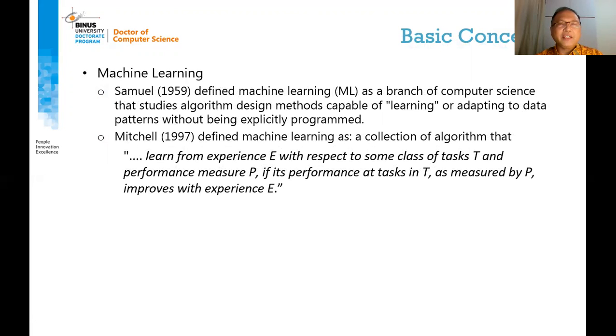The next concept is machine learning algorithms. According to Samuel in 1959, machine learning is a branch of computer science that studies algorithm design methods which are capable of learning or adapting to data patterns without being explicitly programmed. In 1997, Tom Mitchell defined machine learning as a collection of algorithms that learn from experience E with respect to some class of tasks T and performance measure P, if performance at tasks in T, as measured by P, improves with experience E.